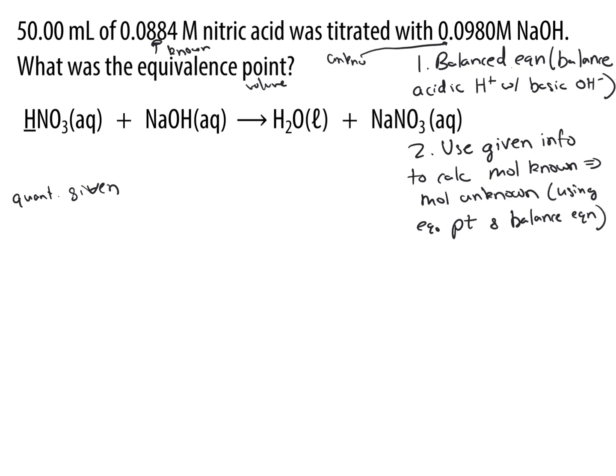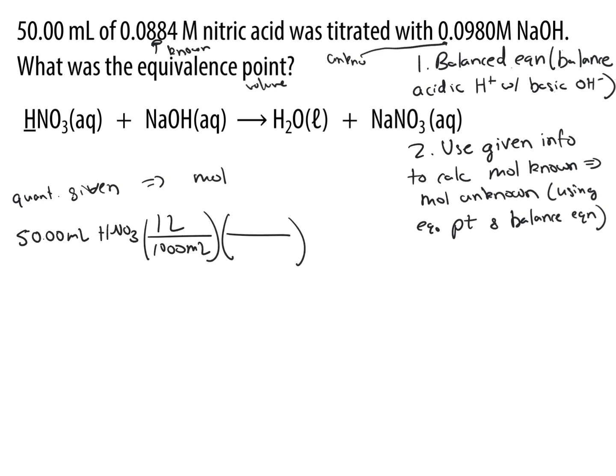The quantity given here is 50.00 milliliters of nitric acid. I'll write that as just HNO3. Then I can convert to liters, just as I did on the previous example. Now I'm in liters of HNO3. Then from liters of HNO3, I can do a conversion to get to moles. Remember, I always want to get to moles. In this case, I can get to moles using the molarity.